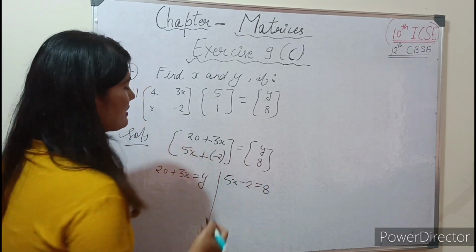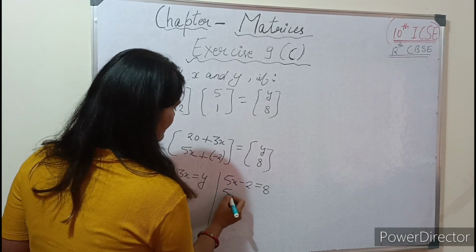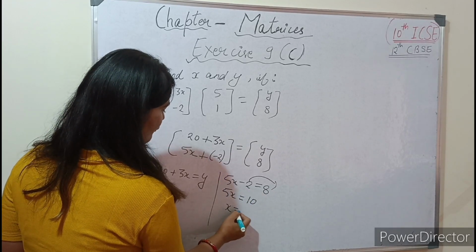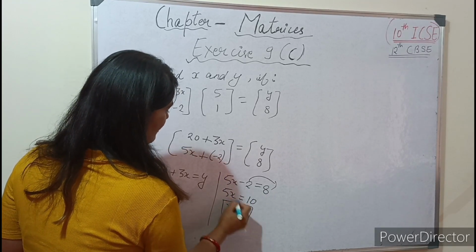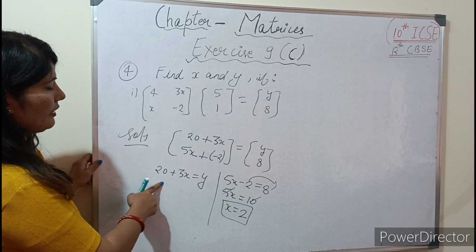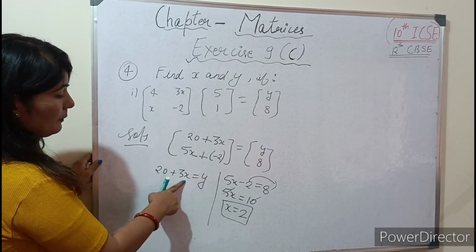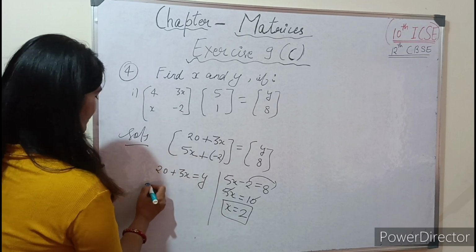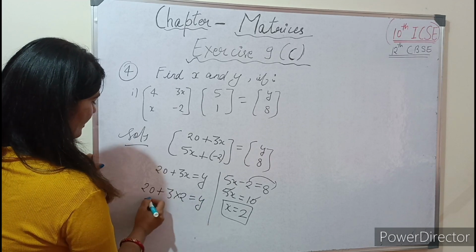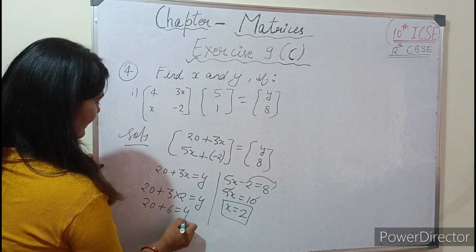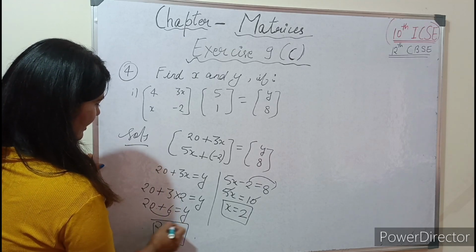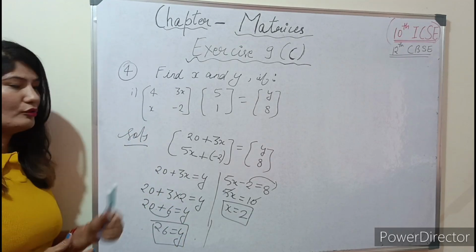So from this equation we can easily find the value of x. This 5x is equal to, this minus 2 will go this side, so 8 plus 2 is 10. Therefore the value of x is 2. You simplify 5 and 10, you will get 2. Now from this equation we can easily find the value of y. But in place of x you have to put here 2. So 20 plus, 3x means 3 multiplied by 2, is equal to y. So 20 plus 6 is 26. Therefore the value of y is 26. This is question number 4, first part.